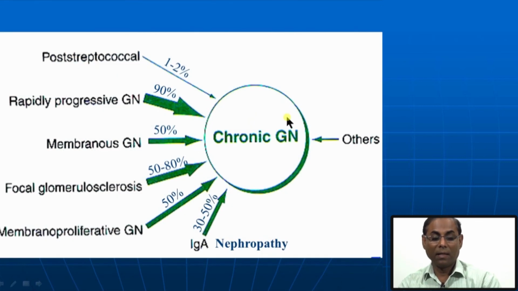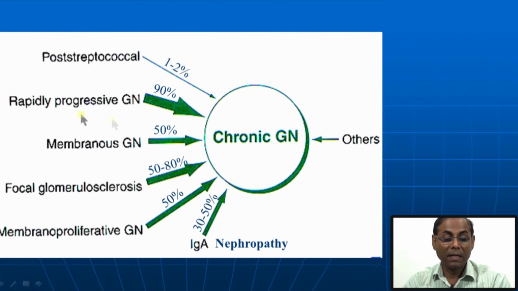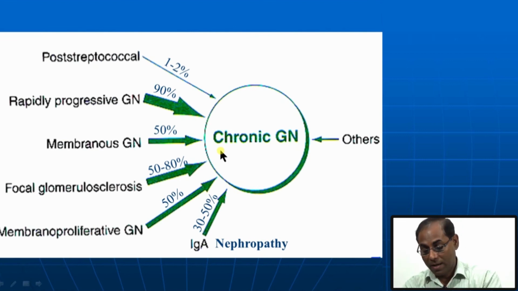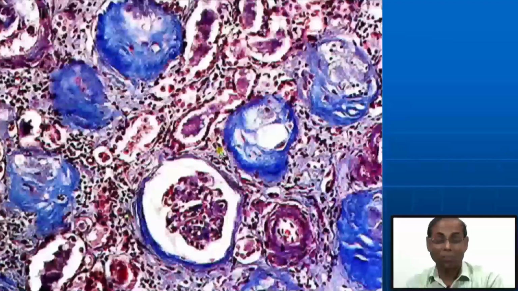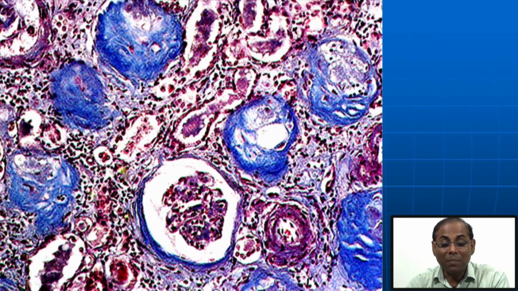Now, this diagram shows that around 1 to 2% of poststreptococcal glomerulonephritis can go to chronic glomerulonephritis. In rapidly progressive glomerulonephritis, almost 90% can go if not treated or managed properly. Membranous glomerulonephritis, 50% can go to chronic glomerulonephritis. Focal segmental glomerulosclerosis, also 50 to 80% will finally lead to chronic glomerulonephritis. IgA nephropathy, around 30 to 50% progress to chronic glomerulonephritis. So, you see most of these glomerulonephritis may have a quite progressive course, except the post-streptococcal one, which is mostly reversible.